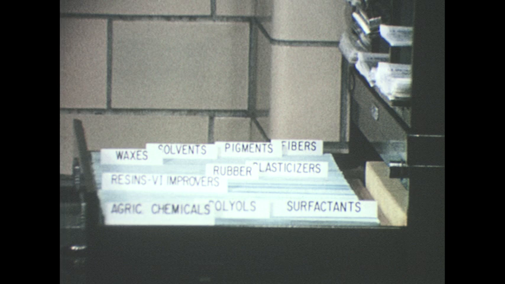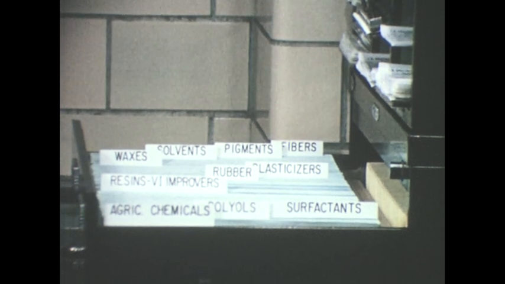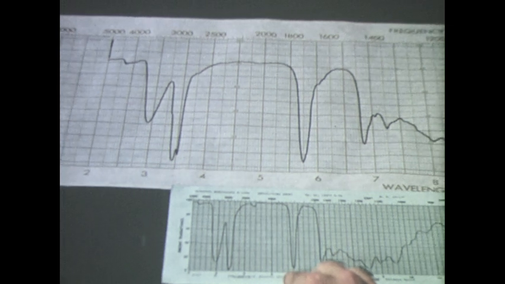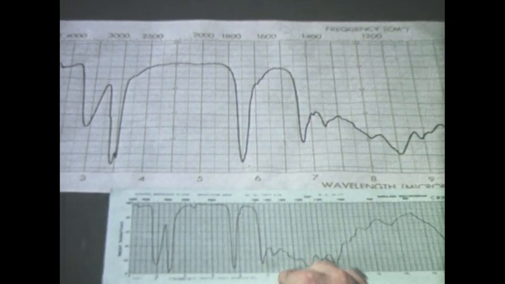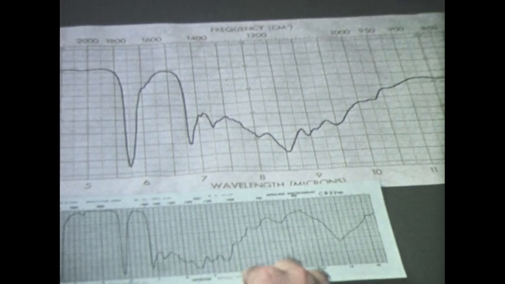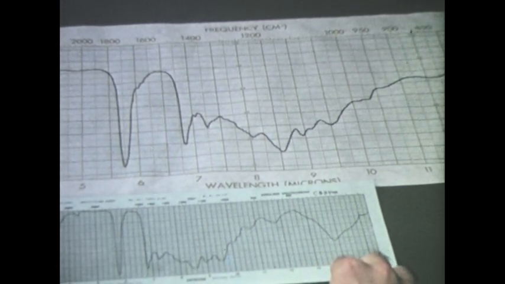In the identification of unknown compounds, the infrared spectrum of the unknown material is compared with spectra in the card file. Usually, positive identification can be made in this manner. How are such spectra obtained?